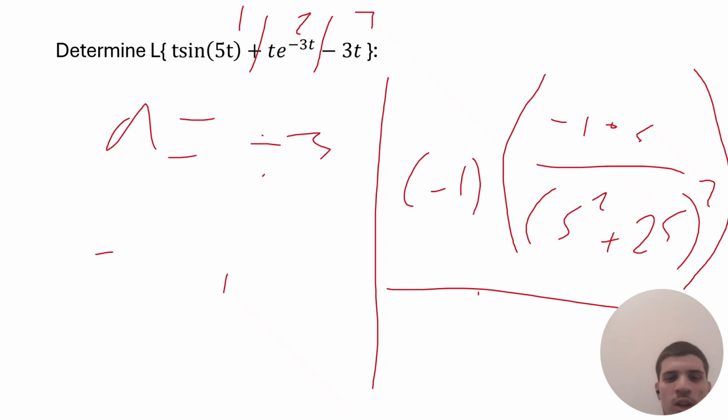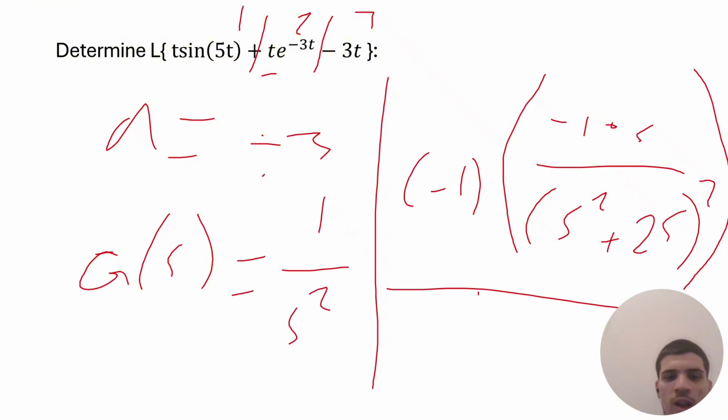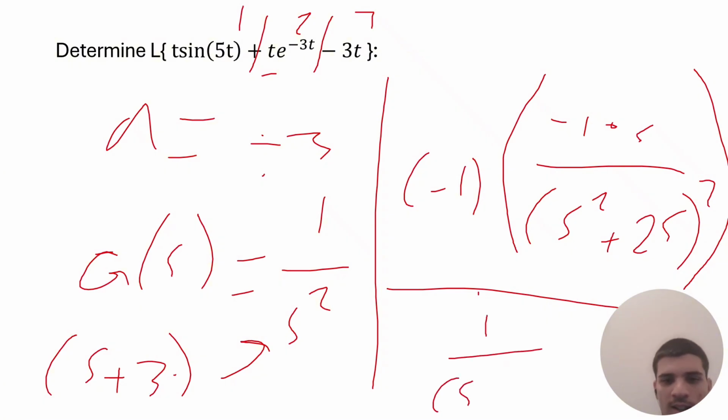And then we keep this on the side, then we find the Laplace of g of t, which in this case is t. The value of g of t is t, so g of s, also following the basic Laplace rules, is going to be 1 over s squared. And then we just substitute s minus a, so s plus 3, into this, so it's going to be 1 over s plus 3 squared.